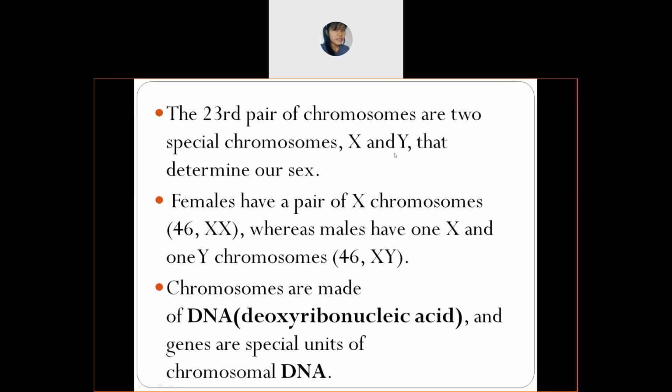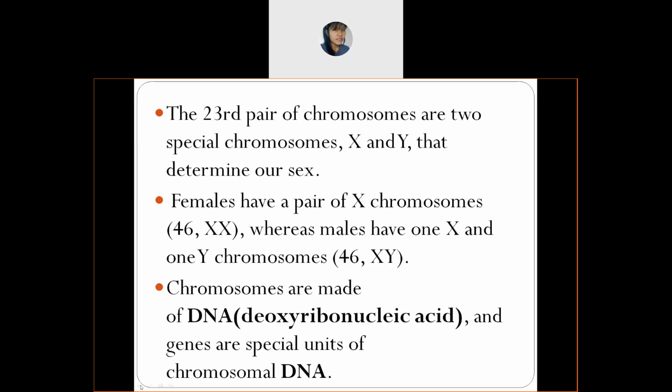So how can we determine a person's gender or sex? We can identify it by these chromosomes: XX is for females, and XY for males. And in total, we will get 46 chromosomes. Are you clear about this point? Yes, ma'am.